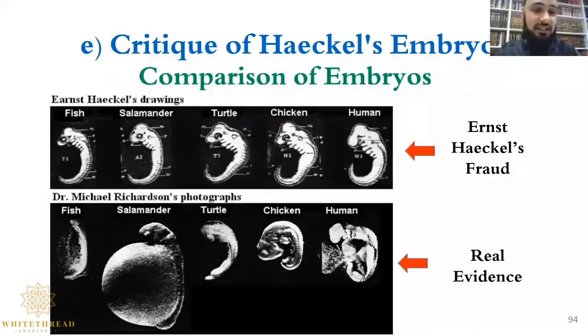So here you can see the five classes of embryos on top, which Haeckel faked, and at the bottom you can see the real evidence. Look at the striking differences. They don't look alike. And by the way, Haeckel chose salamander, and salamander just happened to look a bit more similar to the other vertebrates.